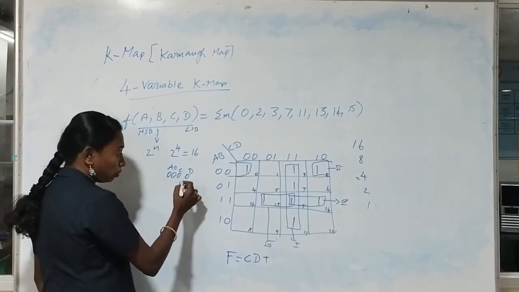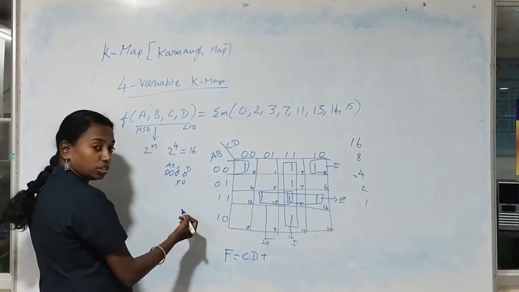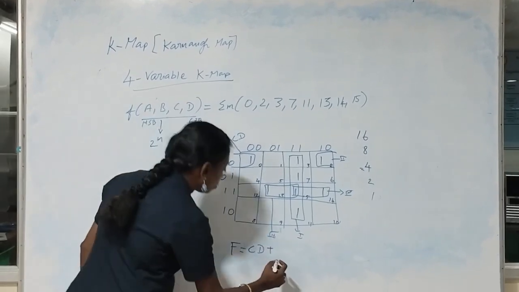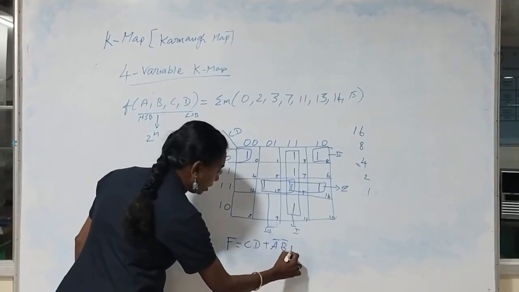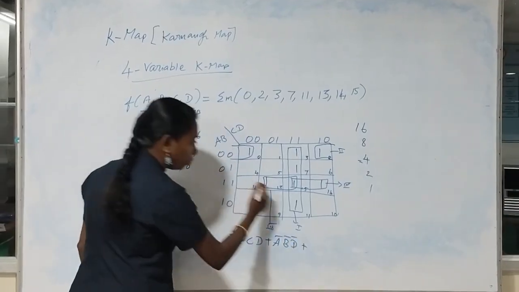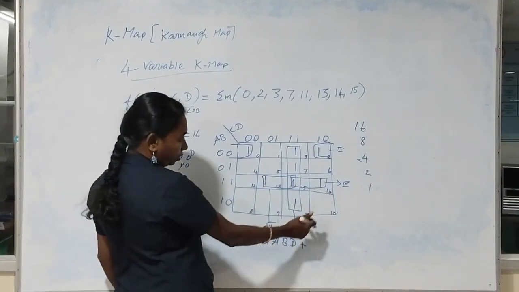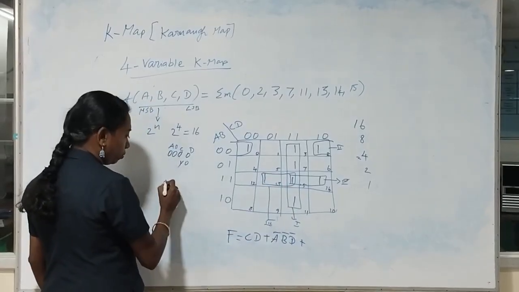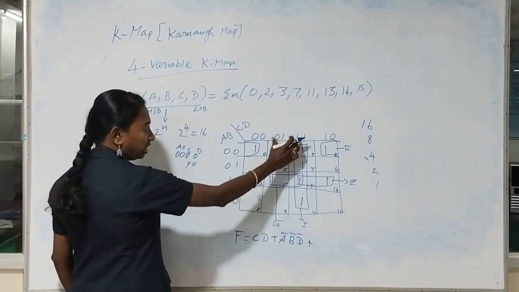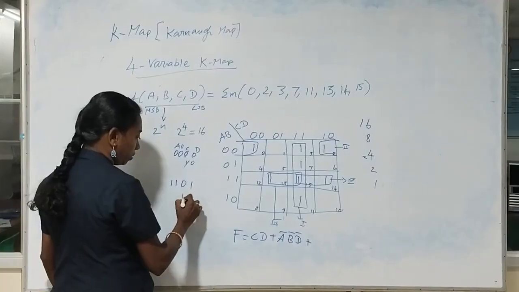So these are complements of each other, so we will be neglecting this one. The remaining values will be A complement, B complement and D complement. This is for your group 2. And for your group 3, these are the 2 combinations. The corresponding row is 1, 1. The corresponding columns are 0, 1, 1, 1.